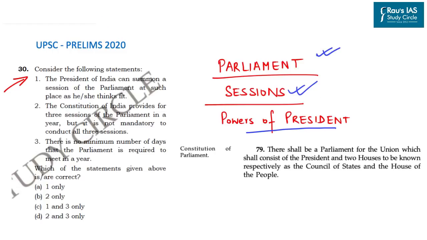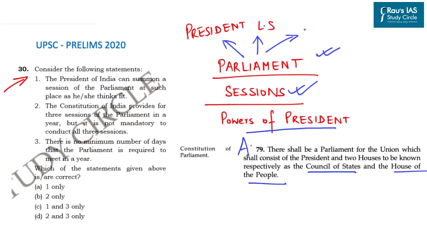Now, regarding parliament, what you need to know is about Article 79. It says that there shall be a parliament for the union which shall consist of president and two houses to be known respectively as the Council of States and House of People. So, basically, the parliament includes three things. Number one, President of India. Number two, Lok Sabha. And number three, Rajya Sabha. So, this is what the parliament comprises of: President of India, Lok Sabha, as well as Rajya Sabha. So, this can be said to be the absolute basics about parliament.